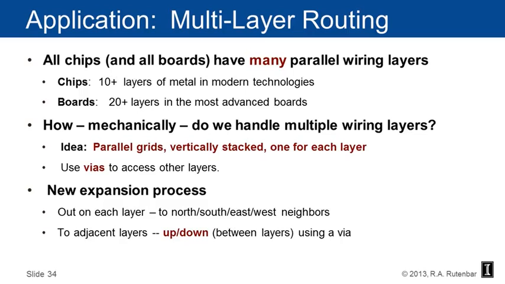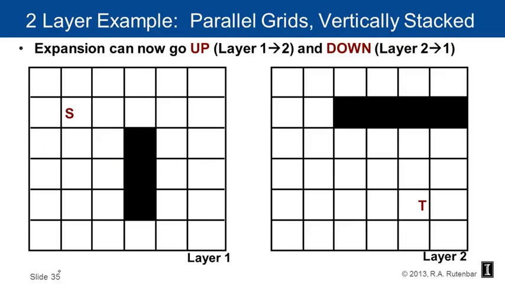So just like we expanded this wavefront out on each layer to the north, south, east, and west neighbors, we're now going to expand to adjacent layers. And I'm going to call this up and down to just keep things simple for the two-layer routing case. You go up to another layer, you go down to another layer using a via. So let's go see how that works.